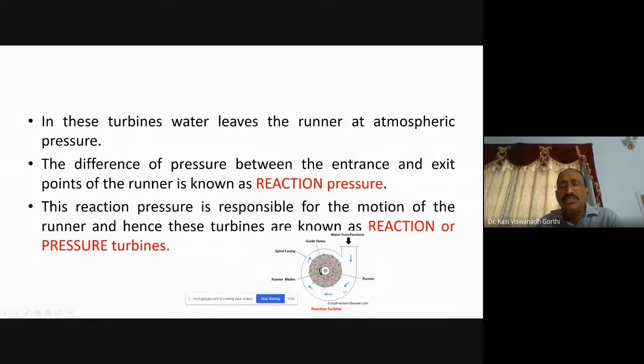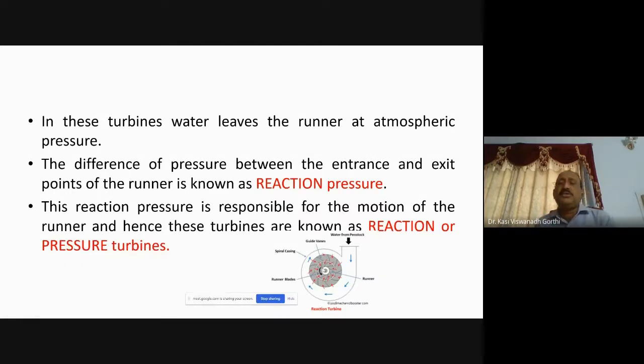So all through this scroll casing, the water flows. While it is flowing through this casing, the water enters in the radial direction towards the center, all through the periphery of the wheel, and leaves at the central portion in the axial direction, and this is called the mixed flow turbine. At the exit of the runner, the pressure becomes atmospheric pressure.